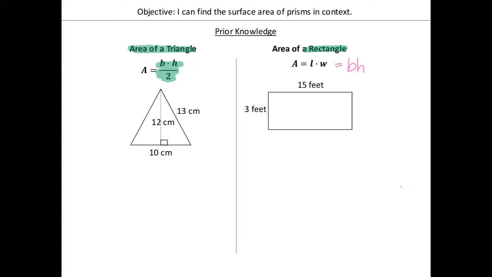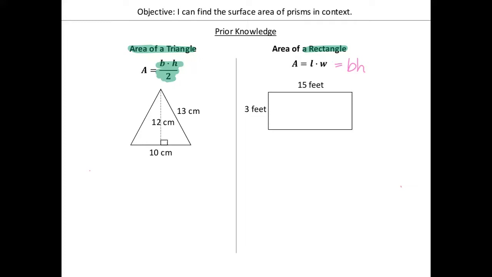So for prior knowledge here, we have a triangle. If I try to find the triangle area, the base is always going to be this bottom piece right here. And then the height is going to be perpendicular to the ground. So the base, and then the height is always perpendicular to the base. And then this 13 is kind of just extra information. We actually don't need the 13. That's just an extra piece of the triangle.